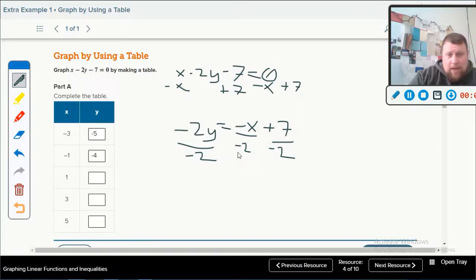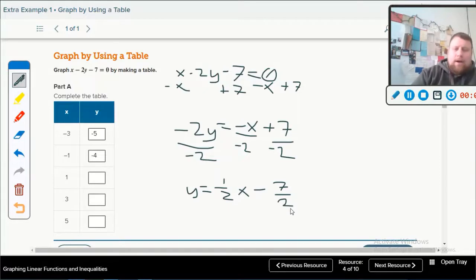Well, negative divided by a negative is positive, and that's just y equals half x minus 7/2. I'm going to leave it like that. You can make it 0.5x minus 3.5. I don't care. Well, I might do that actually. I like that. Let's scrub these. So 0.5x minus 3.5. That looks easier to me.